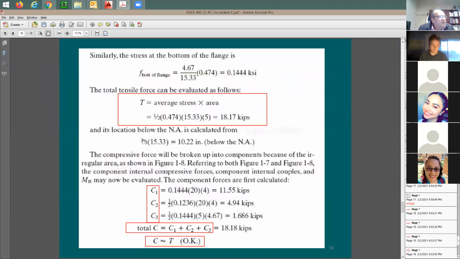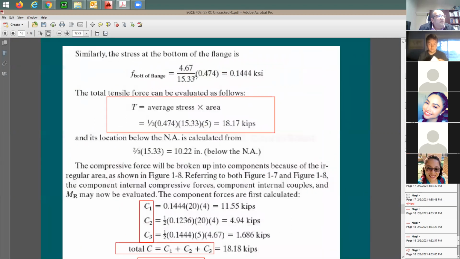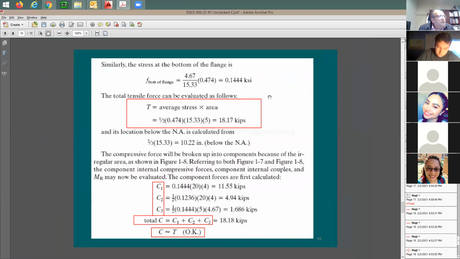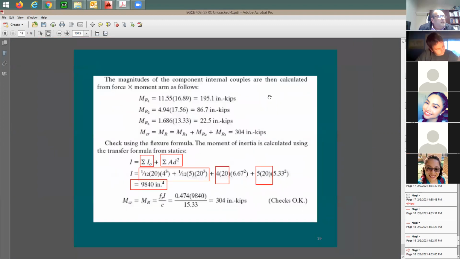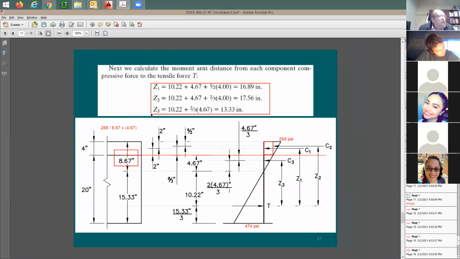It is right here. If at the bottom of the flange. But they did it from the bottom. It says here 467 divided by 1533 times 474. I did my analysis, if I may go here, I did from the top. Can I do it from the bottom?